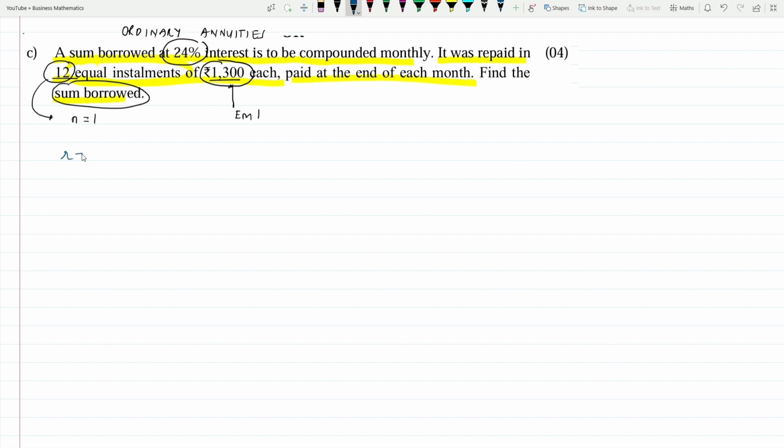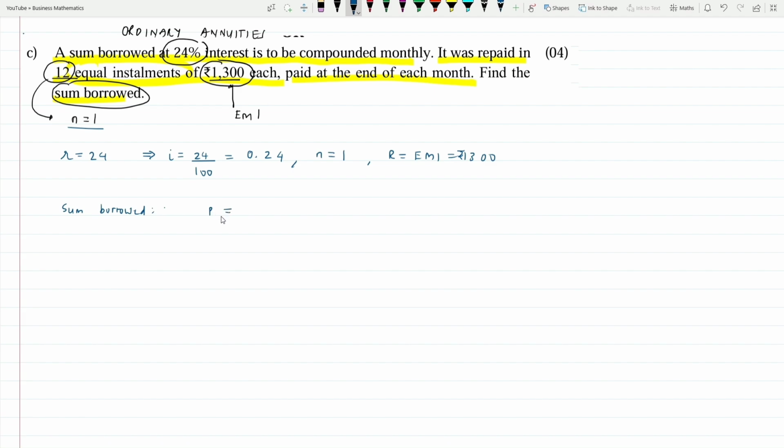We have R is equal to 24. That will give us i is equal to 24 upon 100, which is equal to 0.24. Then we have n equal to 1, and the EMI value or the periodic payment R equal to EMI is equal to 1300 rupees. To find the sum borrowed, we will use the formula of EMI.